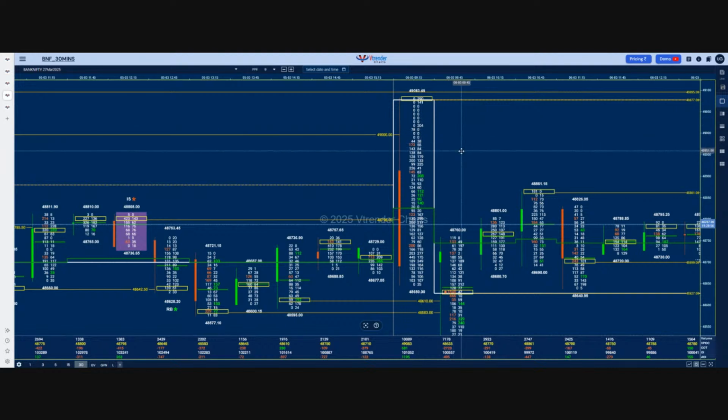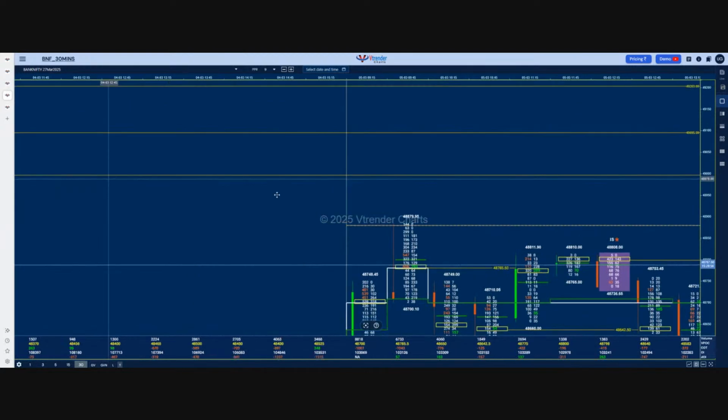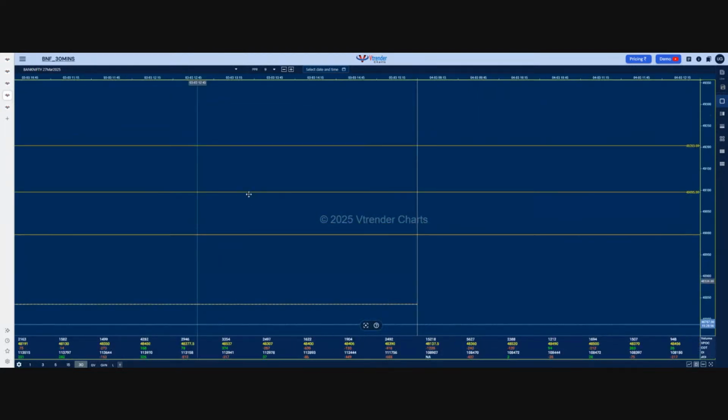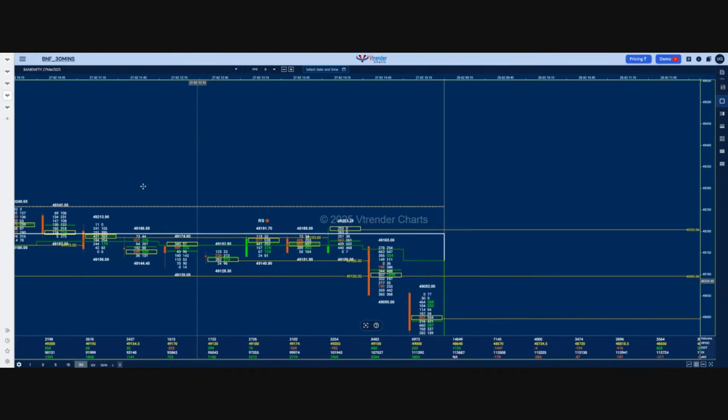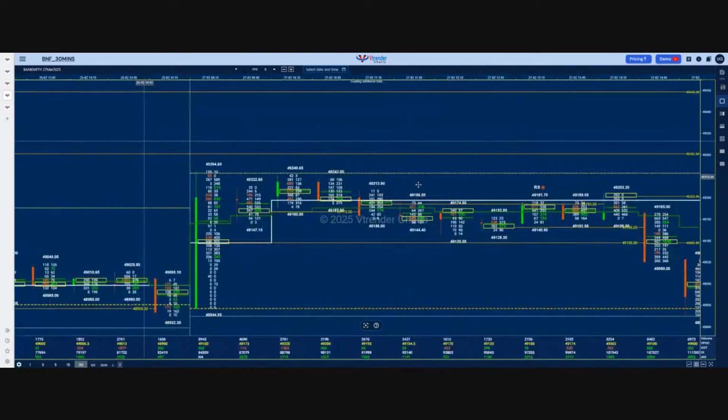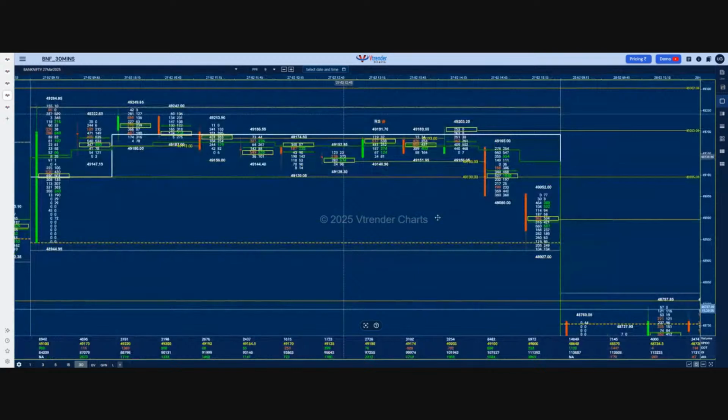And to put things in perspective, 49,000 was our rollover point, and 49,100 was the next higher HVN of that day, the 28th of February. If I take you back, not the 28th, the 27th of February, where we had the expiry day. So if I quickly take you back to the 27th, we can see how we had the maximum volumes at close.